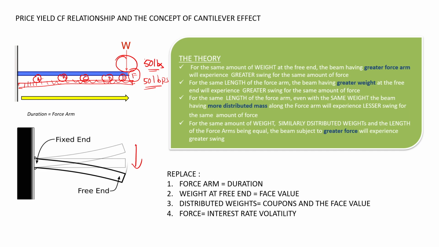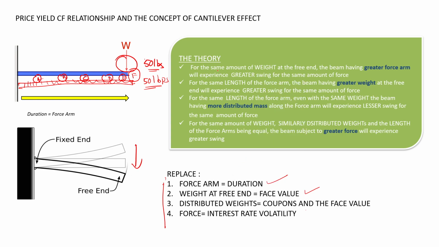Okay, cantilever effect. Now just replace these 4 things when it comes to fixed income. Replace the force arm with the measure of duration. The weight at the free end, replace it with face value. The distributed weights are the coupons and the face value, of course, and the force is the interest rate volatility or the market force. Okay, and all other derivation remains the same.